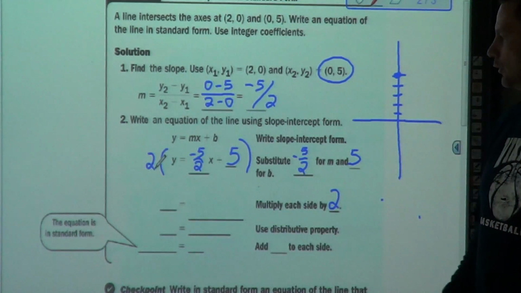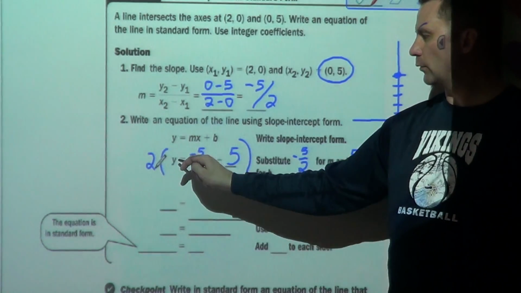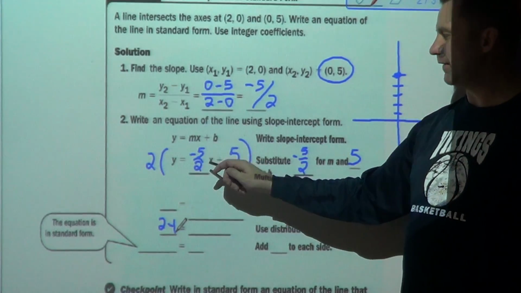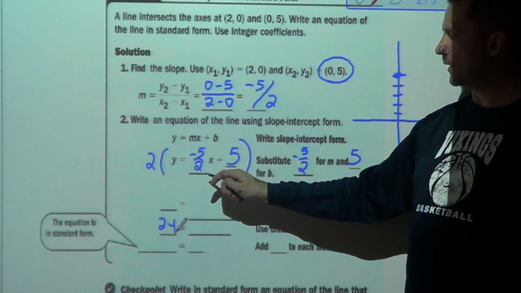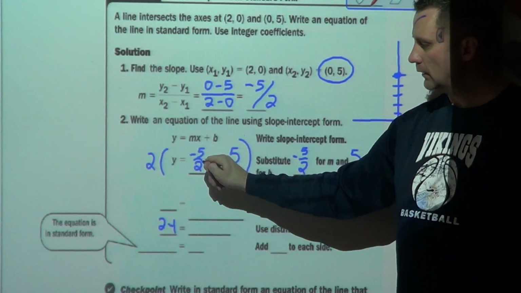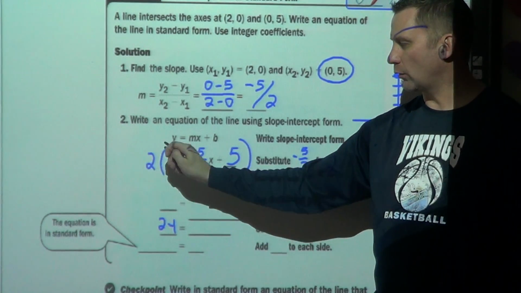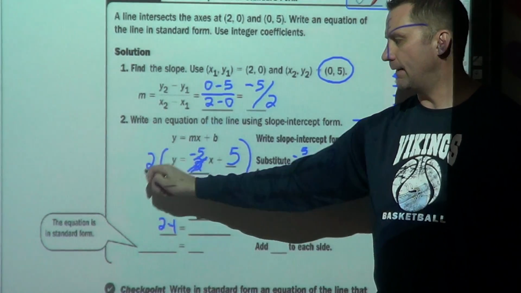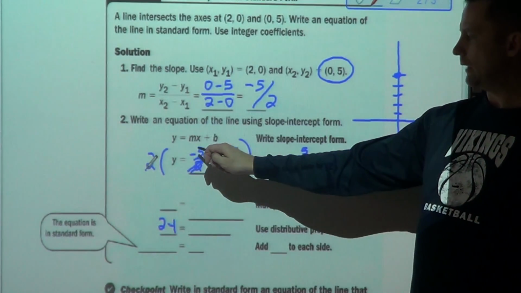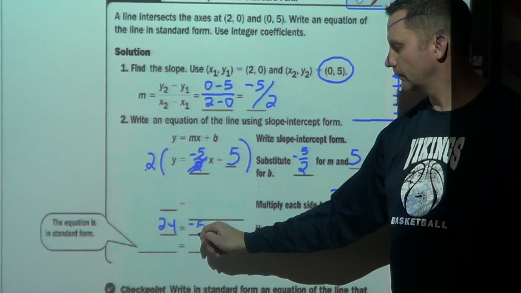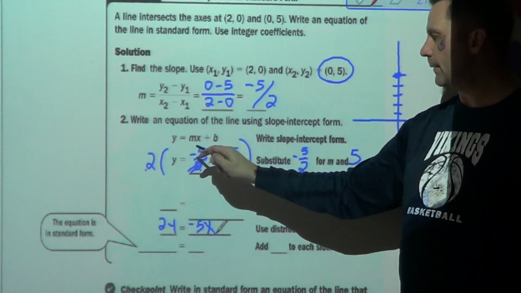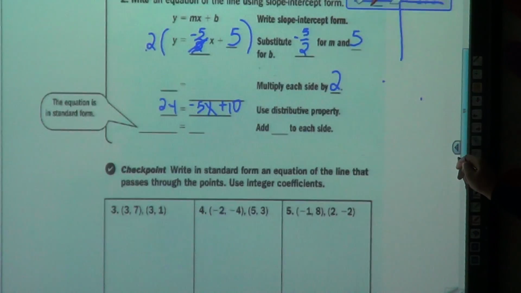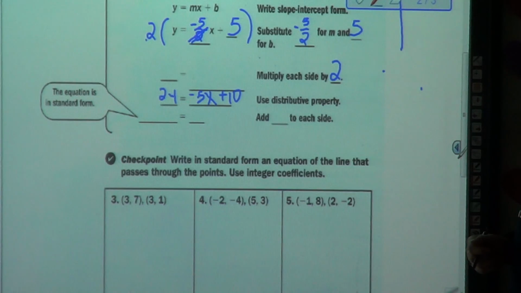I'm going to multiply everything by 2. So what's 2 times y? 2y. Now, 2 times negative 5 halves x, the reason you multiply by 2 is because what happens to this 2 is it cancels with that 2. Now, I'm not going to cross that 2 out because I'm not quite done with it. I'm going to multiply it times the 5 also. But this 2 and that 2 cancel. And what does that leave? Negative 5x. Now, 2 times positive 5 over here is going to be positive 10. Okay, so we're at 2y equals negative 5x plus 10.